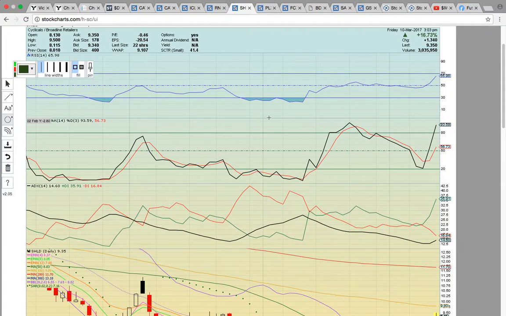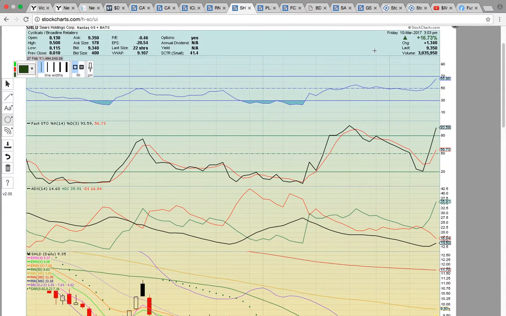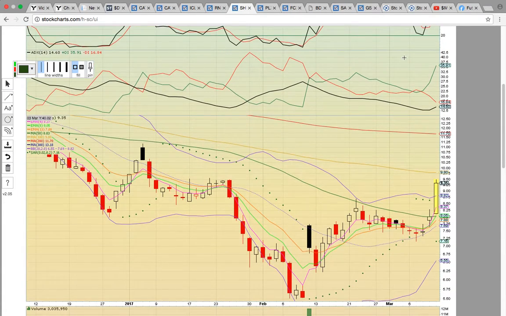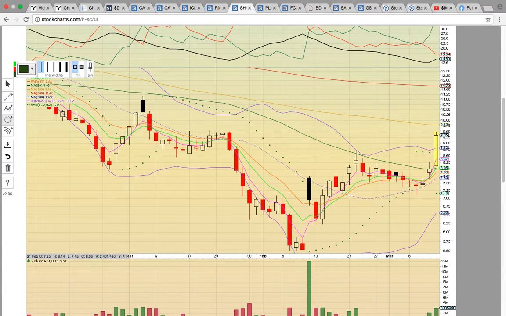Okay, let's look at SHLD. Sears Holdings. They closed a whole bunch of stores, 400 and something stores, and the street loves the news. The share price is running. Check it out. It's already had this uptrend going.